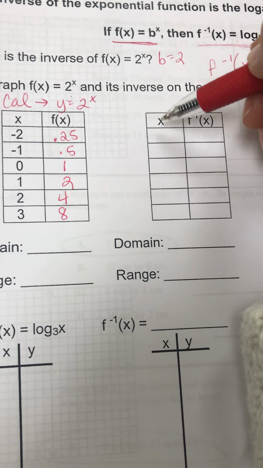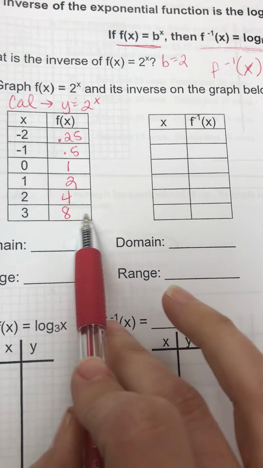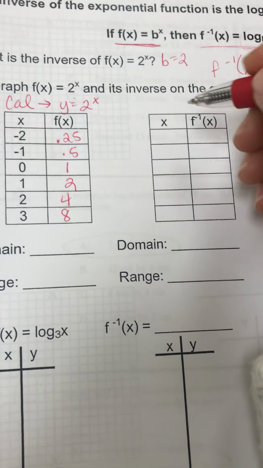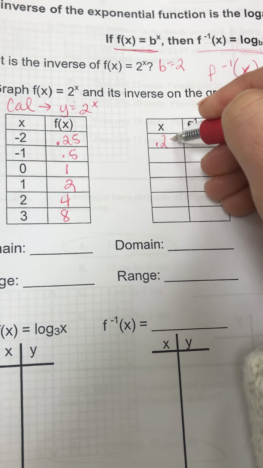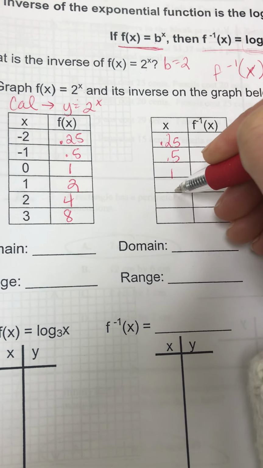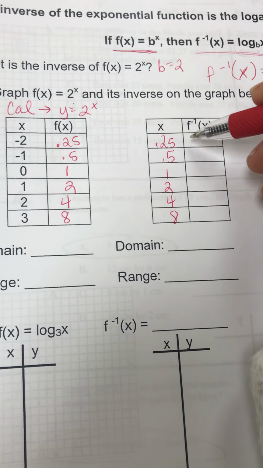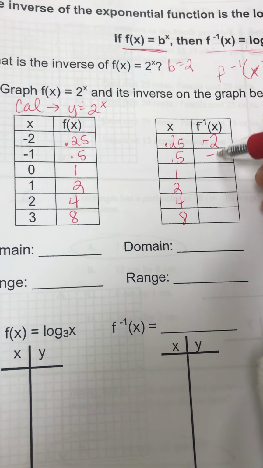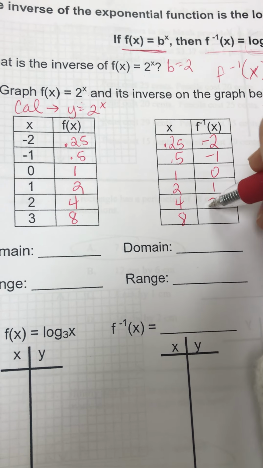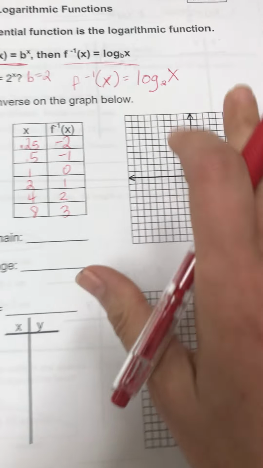So now for our inverse, what are we going to do? Just like we learned last week, we're going to switch our x and y's. So what our y's are over here is going to become our x's. So 0.25, 0.5, 1, 2, 4, and 8. And now our y's are going to be our x's. So negative 2, negative 1, 0, 1, 2, and 3. We just flipped them. And now you're going to plot your points.